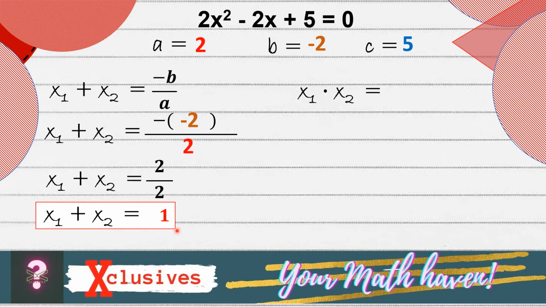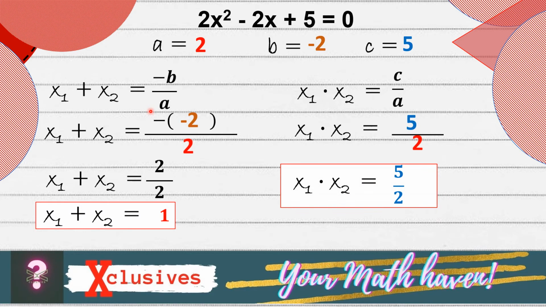For the product of the roots, we are given c over a. So let us substitute the value of c and a. Our c is 5, so we're going to place 5 here. Our a is 2, so we are going to place 2 on this side. So our product of the roots is 5 over 2. So this is our product of the roots.